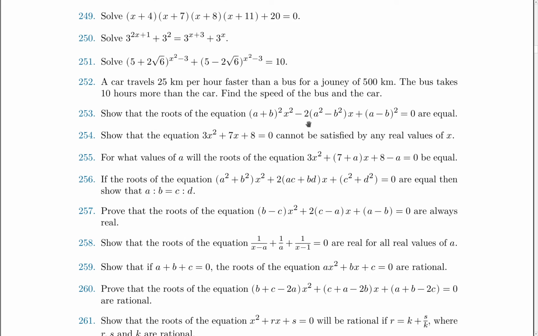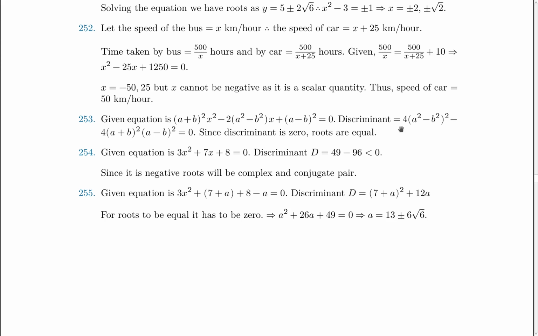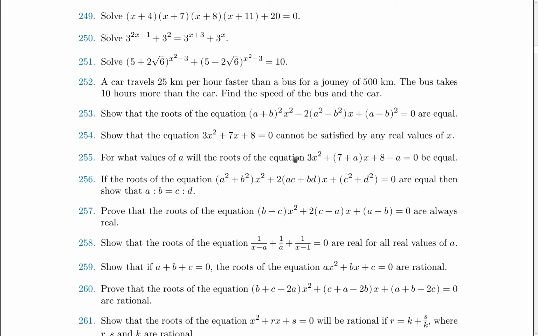We know that roots are equal when the discriminant is 0. So we just have to show that the discriminant is 0. If we calculate the discriminant, it becomes 4 into (a square minus b square) whole square, minus 4 into (a plus b) whole square into (a minus b) whole square. Now (a minus b) into (a plus b) is a square minus b square. So the discriminant is 0 and the roots will be equal.